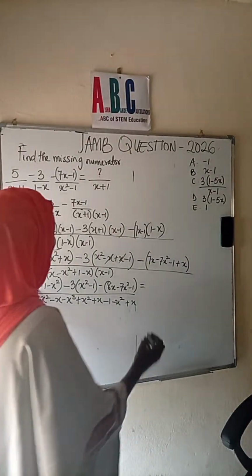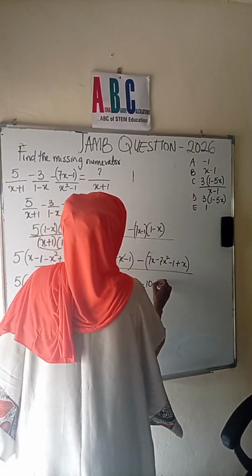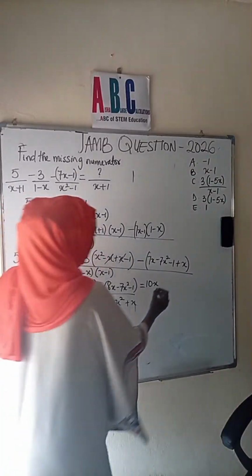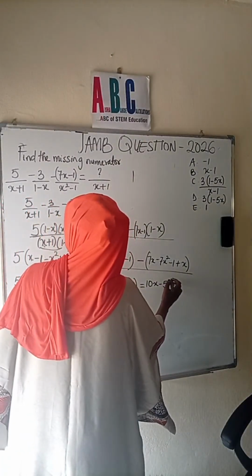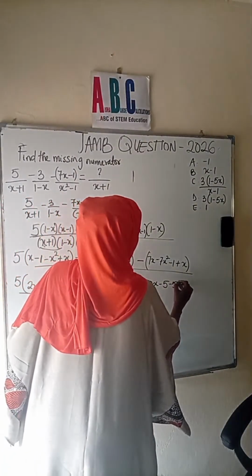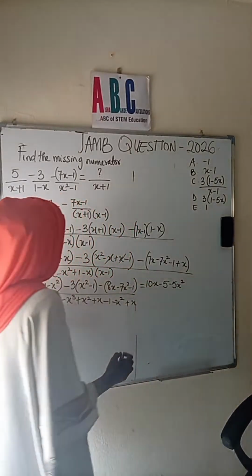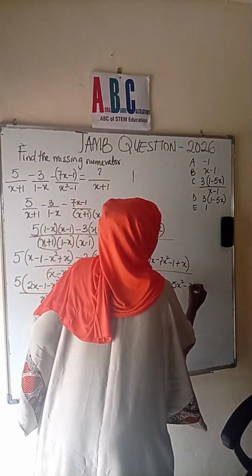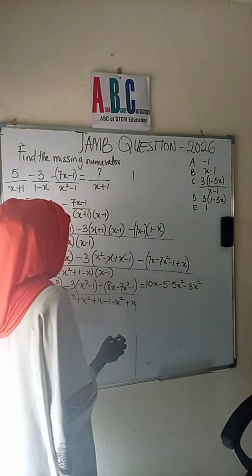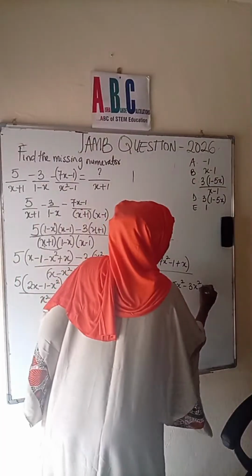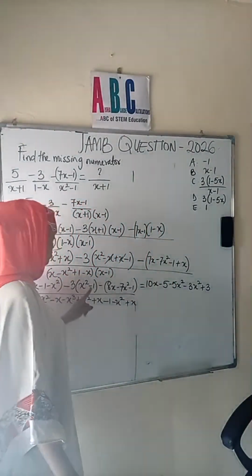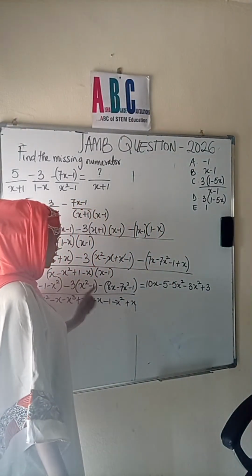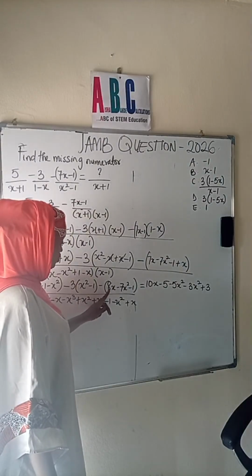5 times 2x will give me 10x, right? 5 times minus 1 is minus 5. 5 times minus x squared is minus 5x squared. We are done with this. Let's go to the second one. Minus 3 times x squared is minus 3x squared. Minus 3 times minus 1 is plus 3. Why? Because minus times minus is plus and 3 times 1 is 3. Now let's go to the last one. Minus 8x.